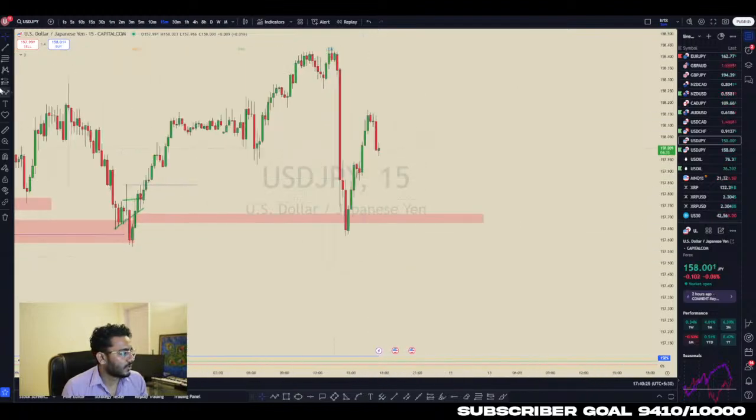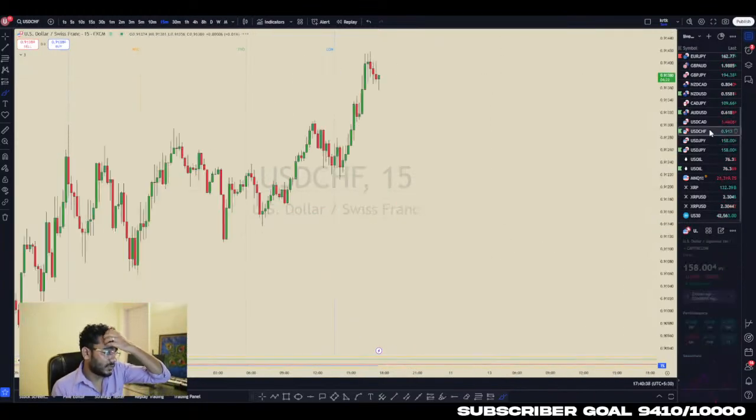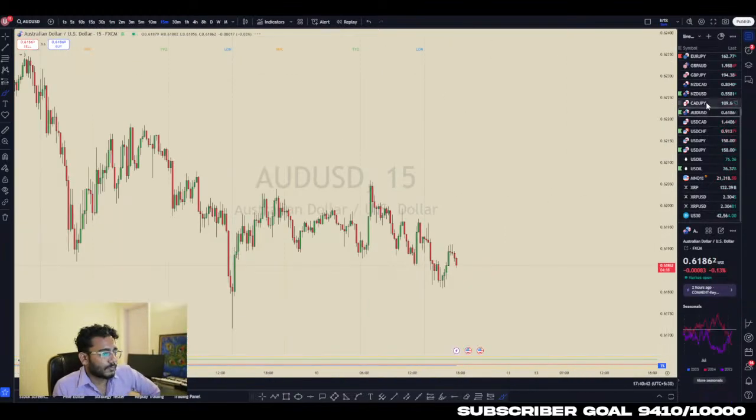So on USD JPY, price can already have mitigated this order block, so it can tap this zone and then continue to the upside. Similarly on USD CHF, we can also see price is going to the upside. AUD USD.